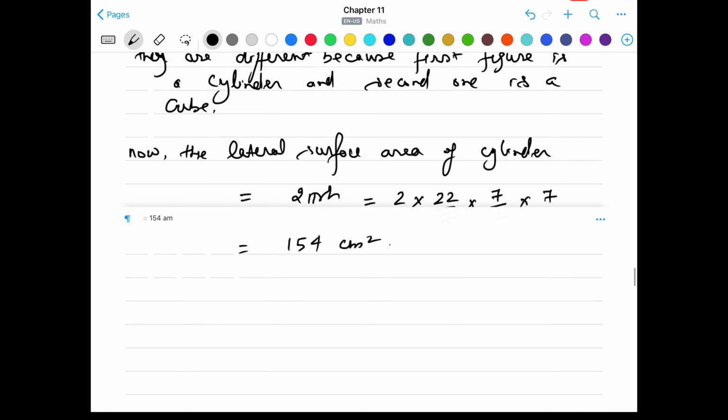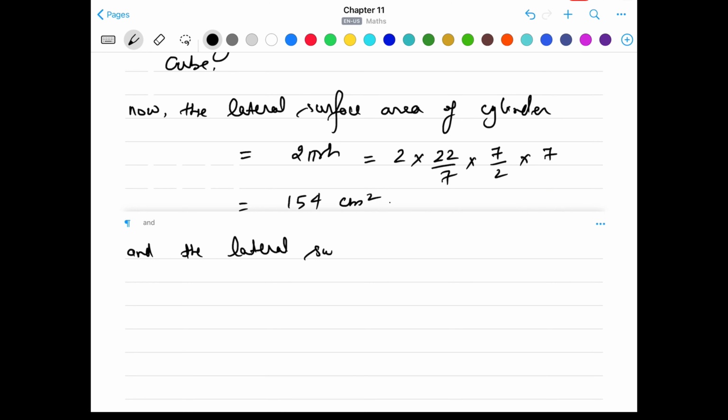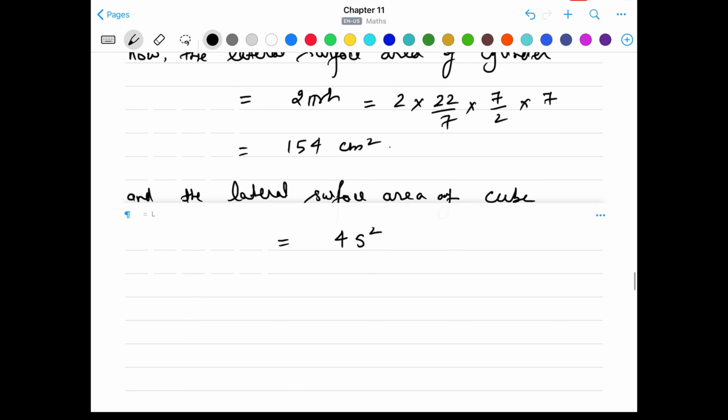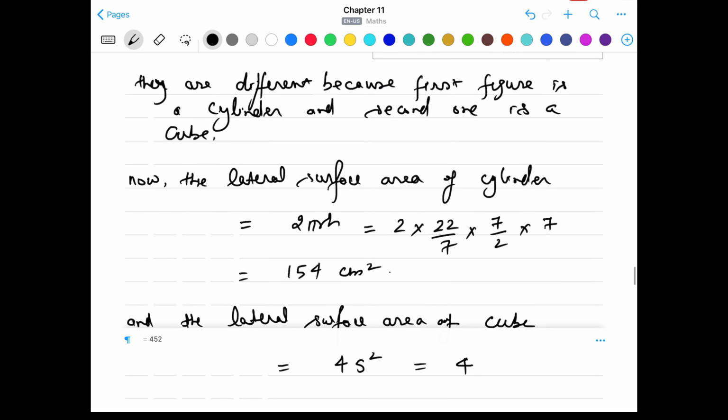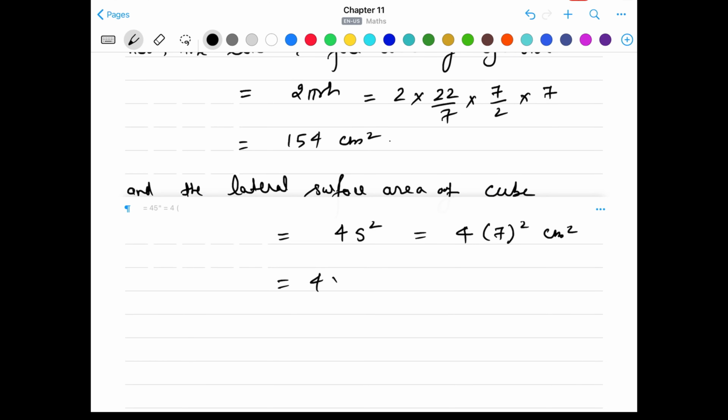Okay, similarly we will calculate the area of the 4 walls of the cube. The lateral surface area of cube, again lateral surface area means the area of 4 walls, is given by 4 side square, that is 4 into the side of the cube. All the sides of this cube are 7, so we'll write 7 square, unit will be centimeter square. So we have 4 into 7 square, which is 4 into 49 centimeter square.